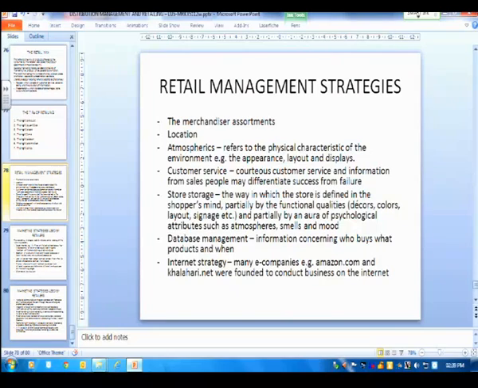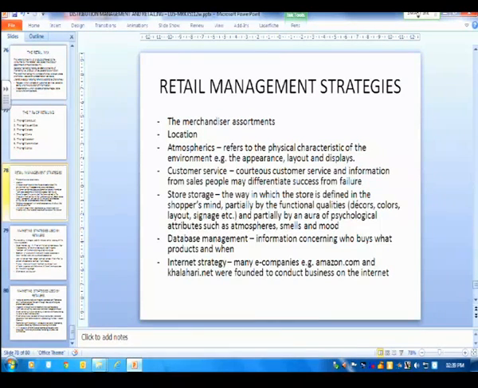Retail management strategies. The first one is merchandise assortments. 2, location. 3, atmospherics, which refers to the physical characteristics of the environment, e.g. appearance, layout, displays. And then 4, customer service. This refers to courteous customer service, and information from salespeople may differentiate success from failure.